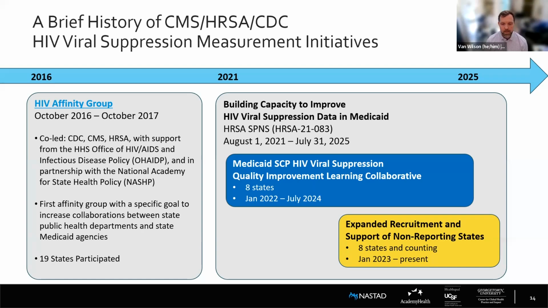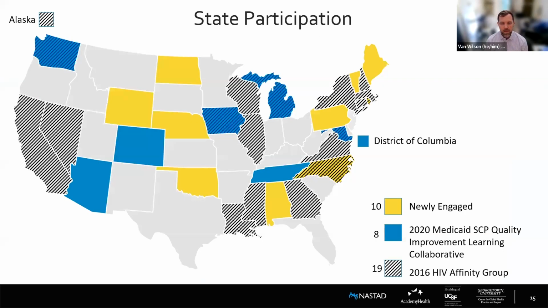Next slide. I've got a couple quick little national maps here just to show you. So this is the state participation. The states with the diagonal lines here participated in the 2016 affinity group. The states in blue were part of our learning collaborative. And the 10 states here in yellow are newly engaged or newly exploring this work. Next slide.